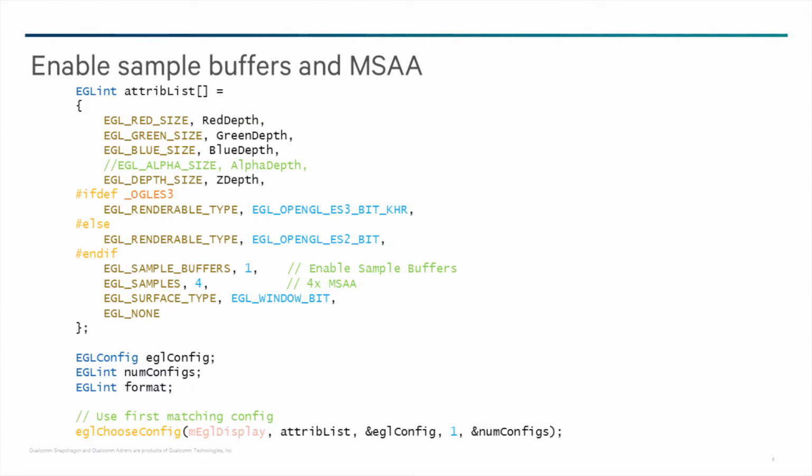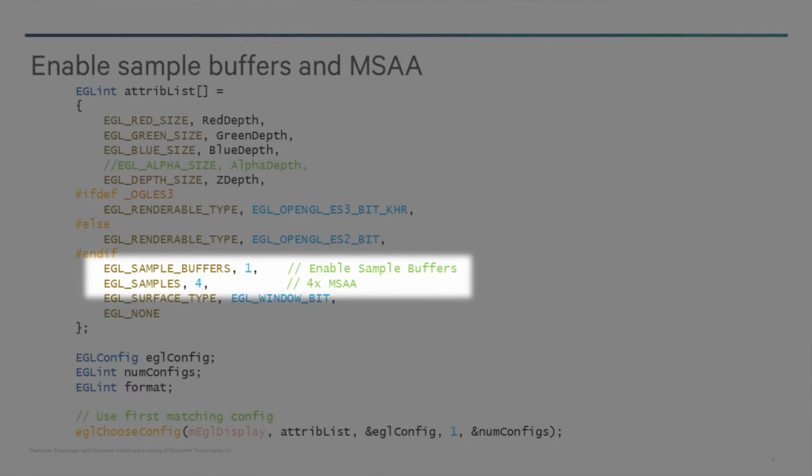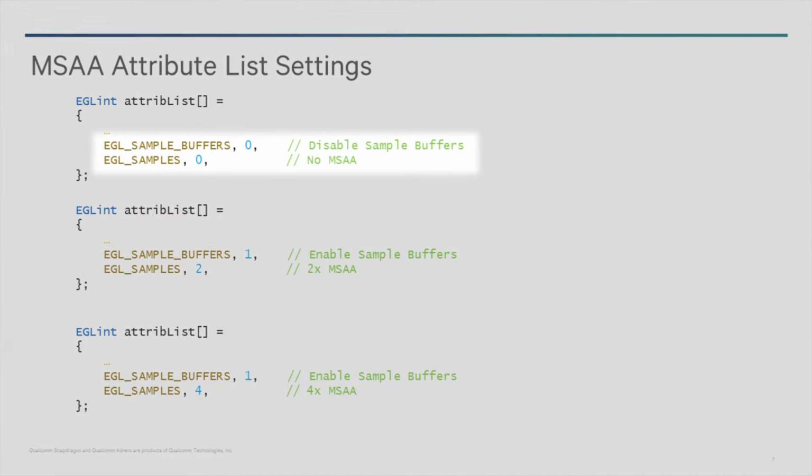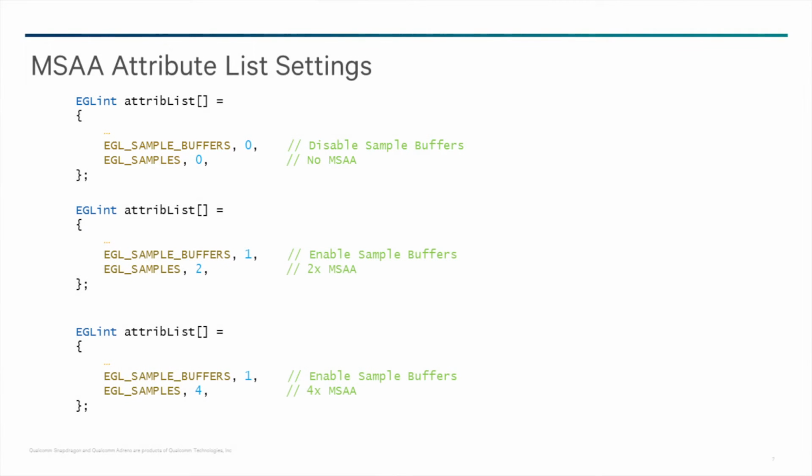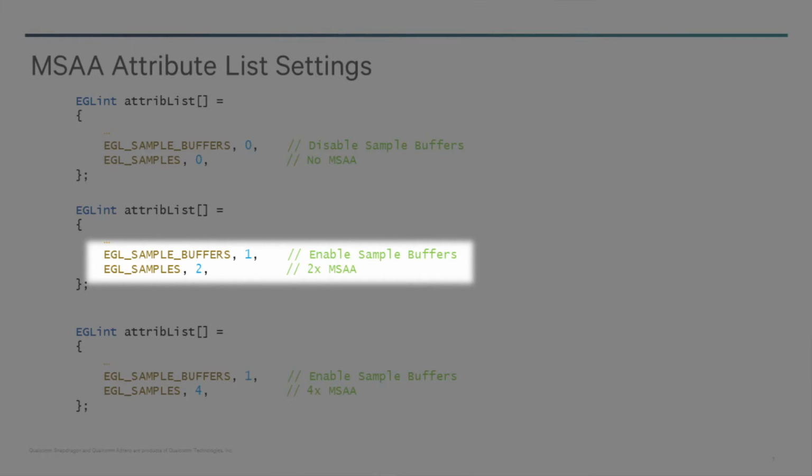To enable anti-aliasing, enable EGL sample buffers in your attributes that will be passed to the EGL choose config. Also specify the number of samples using EGL samples. To disable anti-aliasing, disable EGL sample buffers in your attributes that will be passed to EGL choose config. Also specify 0 samples using EGL samples. For 2x MSAA, enable sample buffers and specify 2 samples.